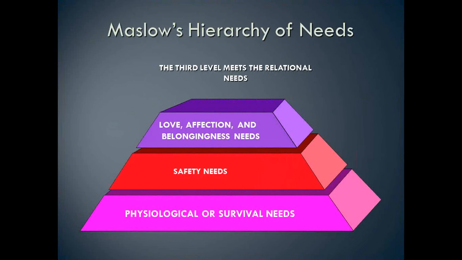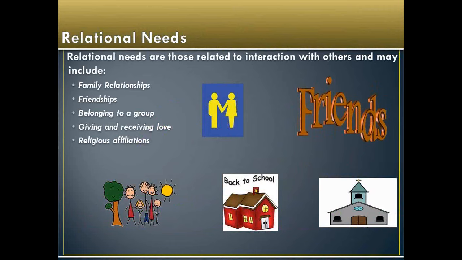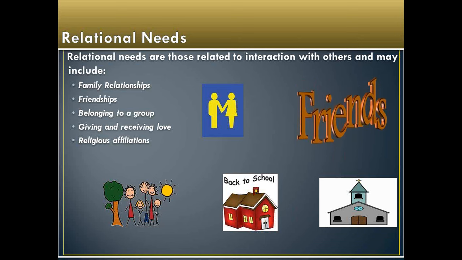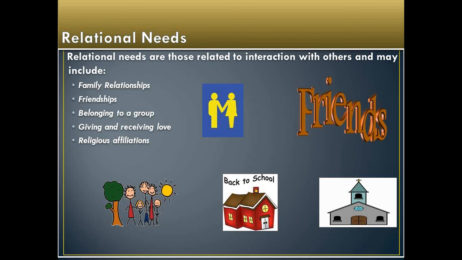So the third level meets the relational needs, and this goes into the psychological needs of the hierarchy that Maslow talks about. Once a person has met the lower level physiological and safety needs, higher level relational needs begin. Although these relationships may have existed in the past, a person now wants to be a participant in the relationship. It may be family, peers, church, or just interactions with their significant other.